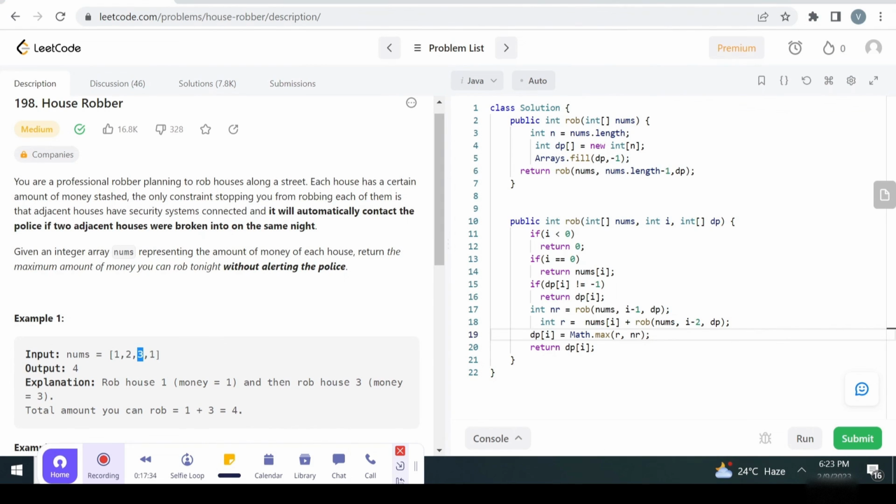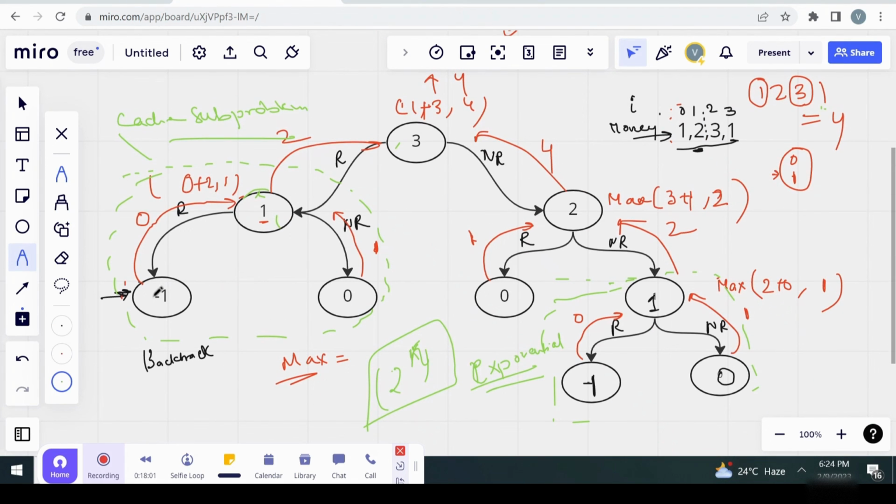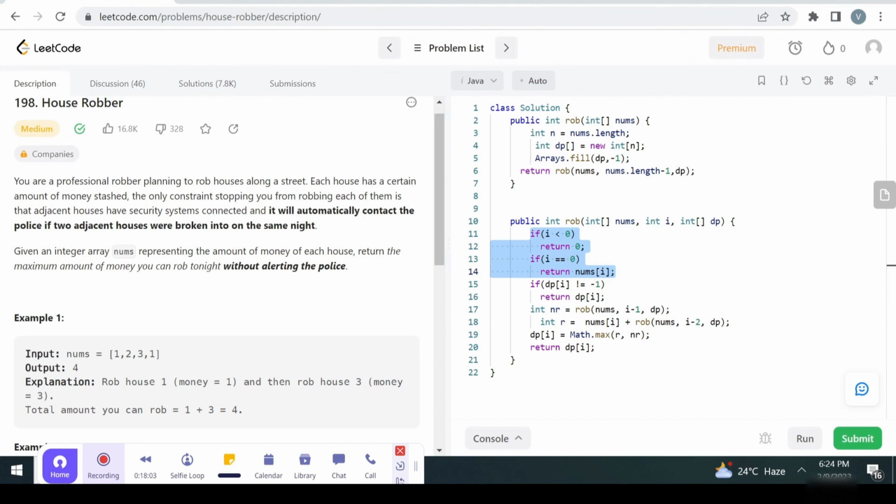Now let's see the code part of it. Here we have n equal to nums.length, that is the number of houses. We have initialized our dp of size n and filled it with -1. Now the base cases, we remember our base cases. If i is less than 0, we are returning 0. And if i is equal to 0, we return nums[i].